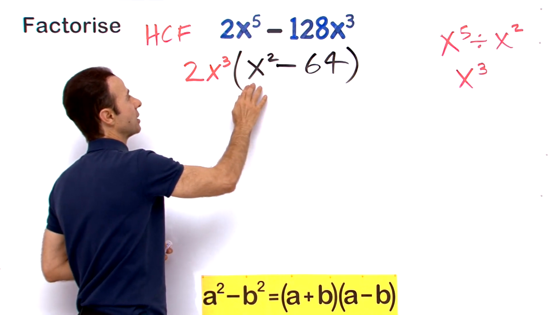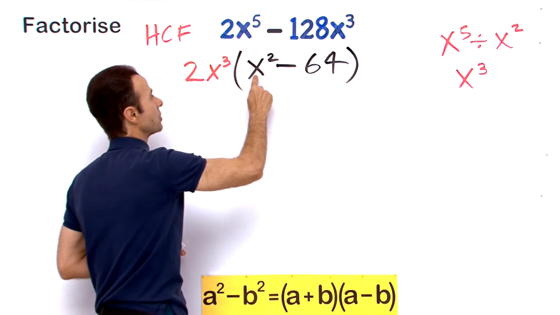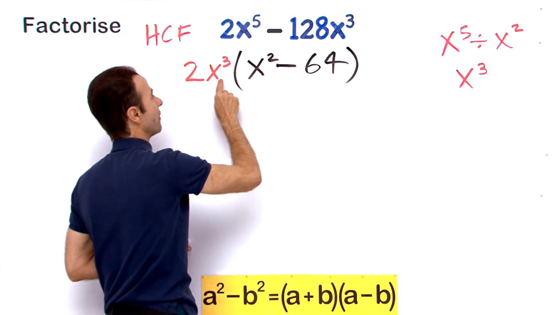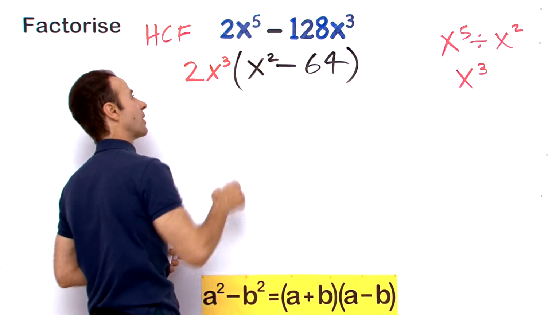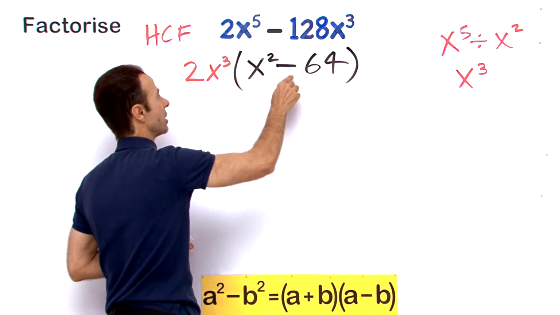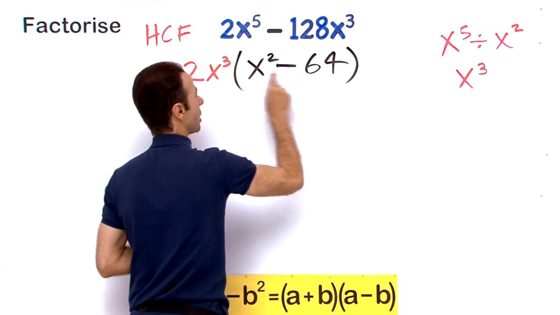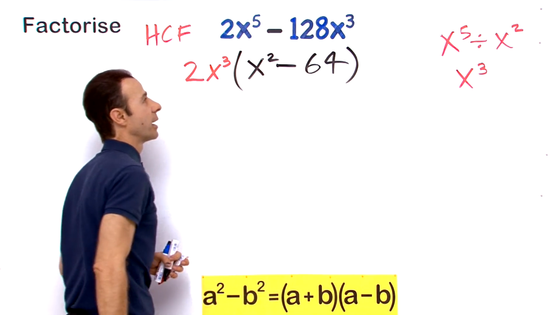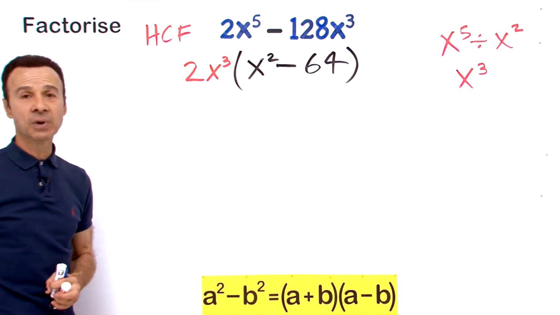2 times what gives me 2? Well, 2 times 1 is 2. X cubed times what gives me x to the power 5? X cubed times x squared is x to the power 5. Add the two powers, x to the 5, that works. Bring down the minus. 2 times what gives me 128? Well, 2 times 64 equals 128. And the x cubed just goes there. So yes, that's fully factored.